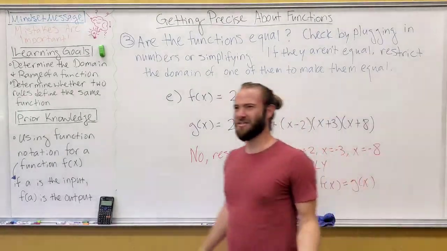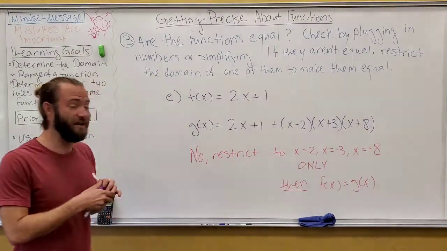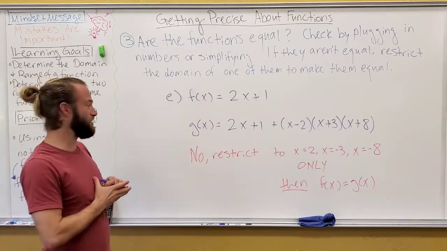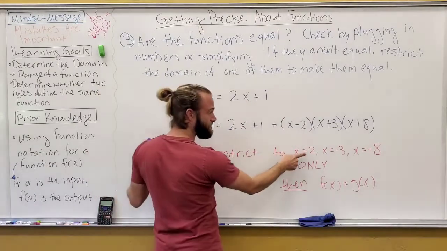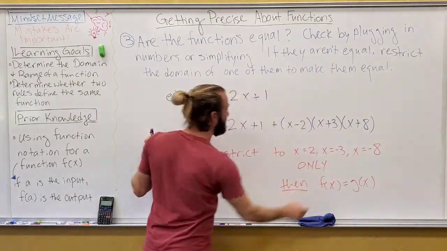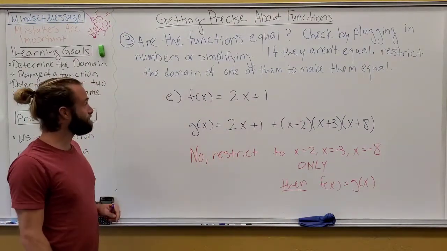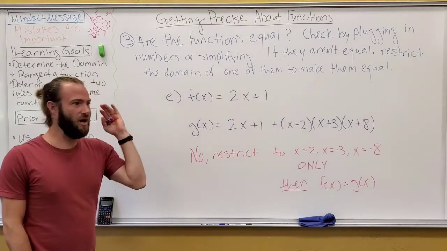And that might seem silly, there's only 3 numbers that work, but there's a lot of mathematics behind the scenes here that's really important to understand as we move on to things in the future. Okay, so these are definitely not the same. However, if we were to restrict it specifically to x equals 2, negative 3, and negative 8, then it turns out these 2 are exactly identical to each other.